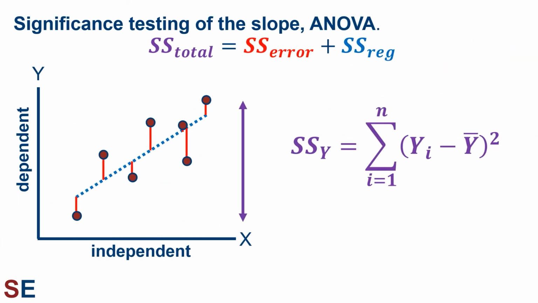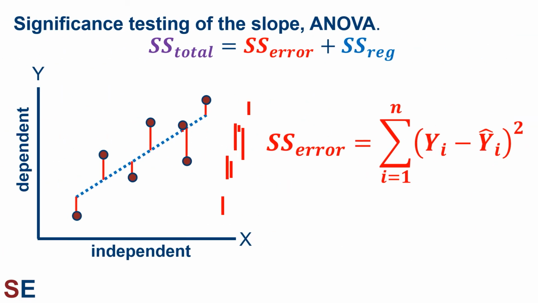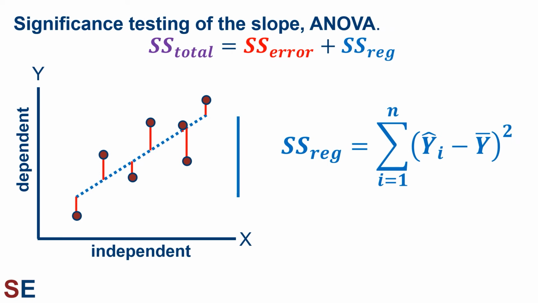To calculate the SS total, which is also SSY, we calculate the differences between every observed y value and the mean of all the y values, square them, and add them all up. The y sub i indicates each observed data value. To calculate SS error, we calculate the differences between every observed y value and the predicted y value using our best fit equation, square them, and add them all up. The y sub i with the hat symbol indicates each predicted data value. To calculate SS regression, we calculate the differences between every predicted y value using our best fit equation and the mean y value, square them, and add them all up.